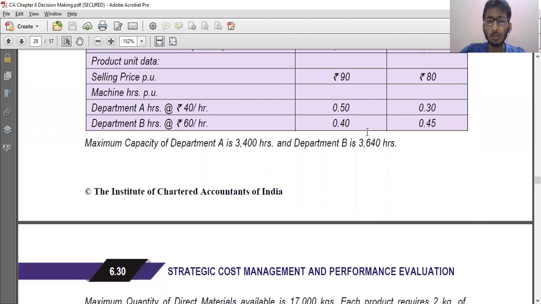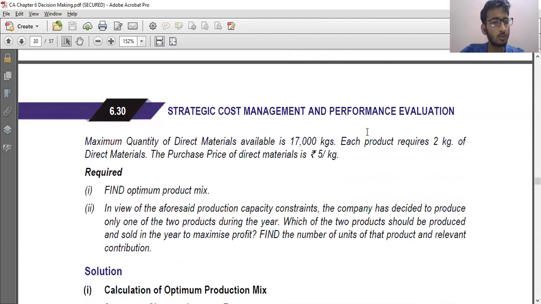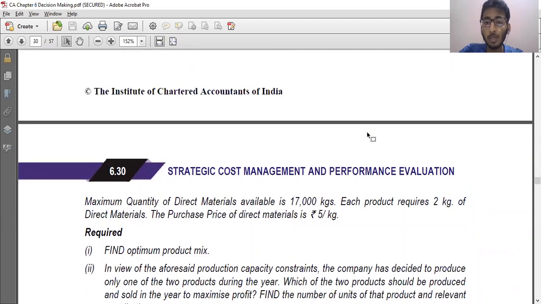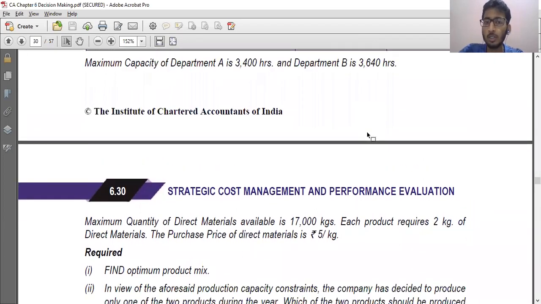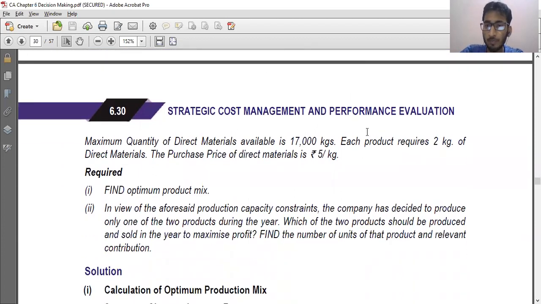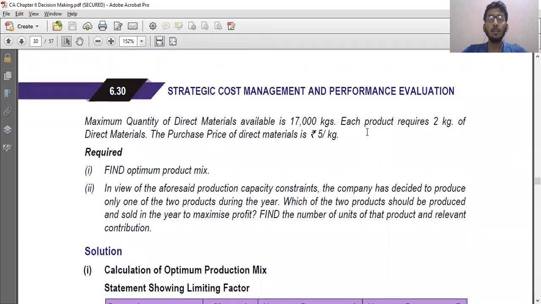Sorry. And the maximum capacity of department A and department B is given to us. Along with this, the maximum availability of direct material is also given to us. So there are three limiting factors given to us in this question. The first limiting factor is hours available in department A. The second limiting factor is hours available in department B. And the third limiting factor is material. Each product requires 2 kg of direct material. The purchase price of direct material is 5. So find the optimum product mix. So let's come to the sheet. Just a second.